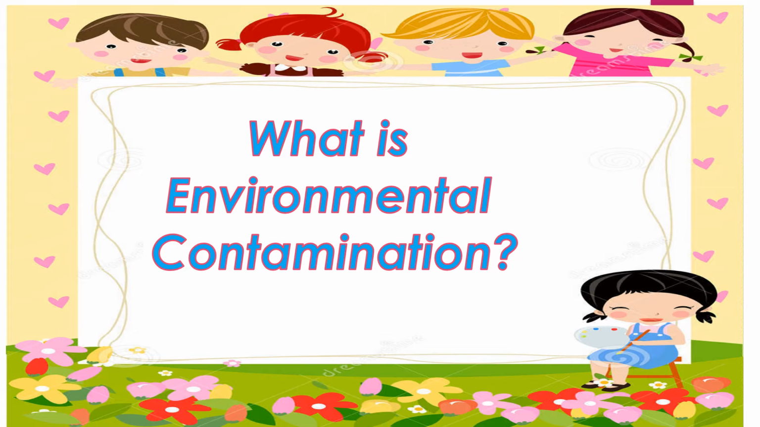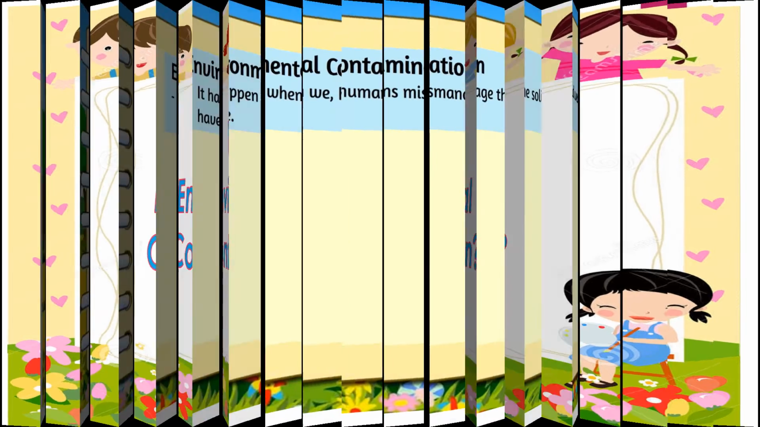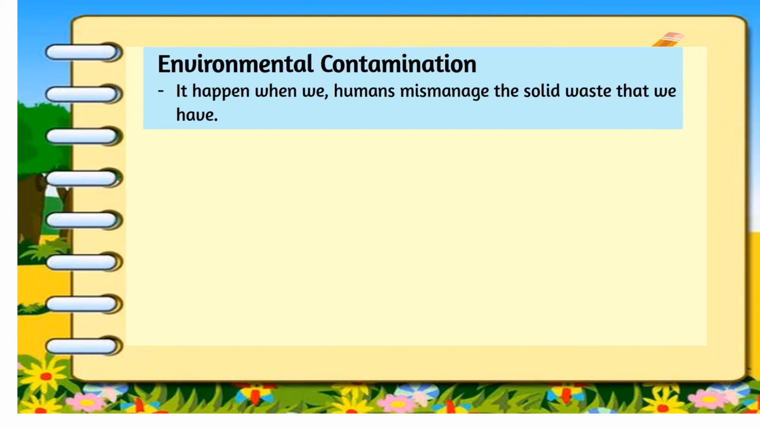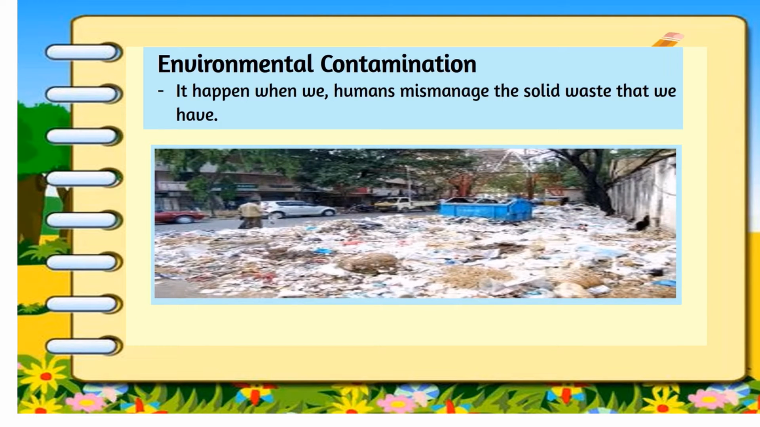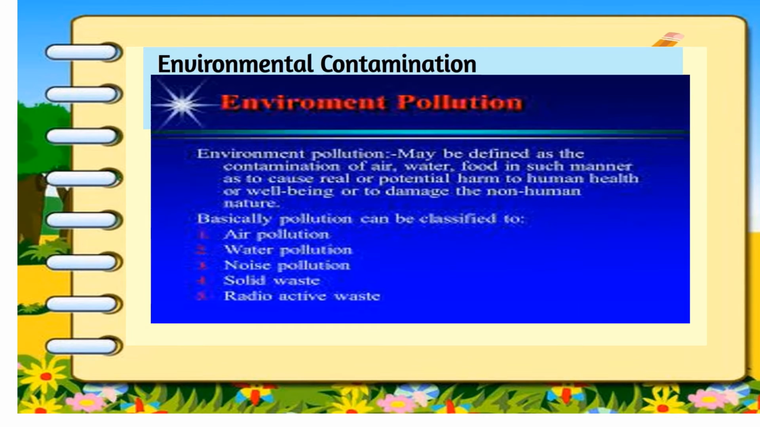Okay, the first question is, what is environmental contamination? Environmental contamination happens when we, humans, mismanage the solid waste that we have. Like in these illustrations, as you can see, there is a lot of garbage scattered everywhere and anywhere. Environmental contamination is also called environmental pollution.